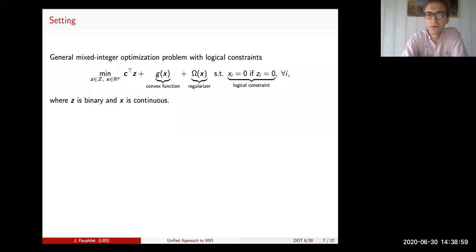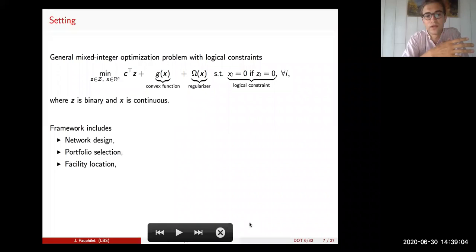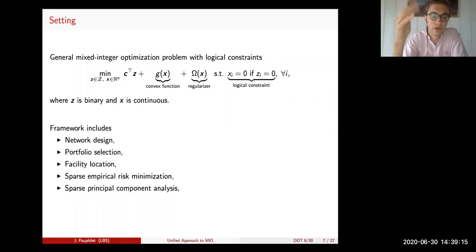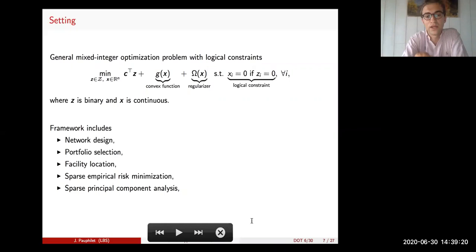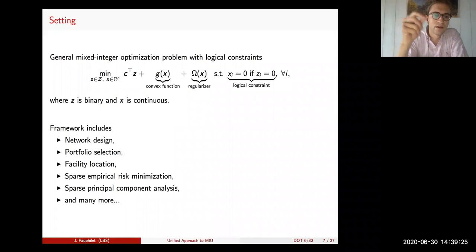It includes the three examples I gave you in the introduction: network design, portfolio selection, and facility location. It also includes a lot of examples in machine learning under sparsity: sparse regression, classification, and sparse PCA can be fit into this framework, and many more, such as binary quadratic optimization, unit commitment, and so on. Actually, you can prove that the union of polyhedral constraint polytopes is also a special case and fits in the class. So it's a fairly general class of problems.